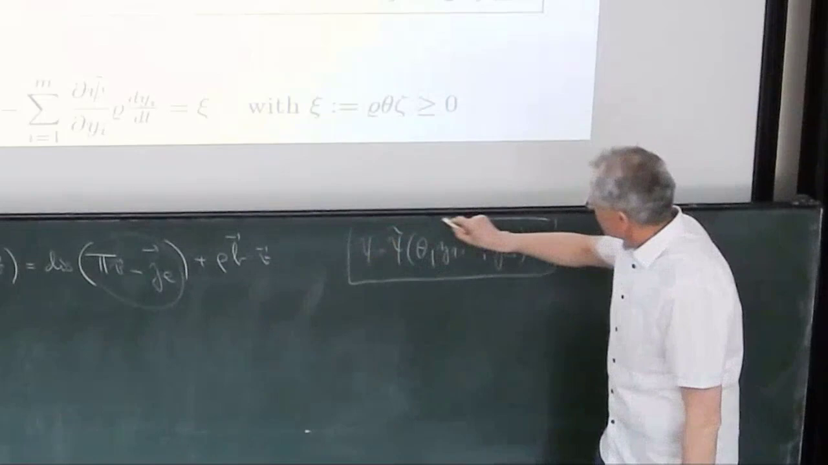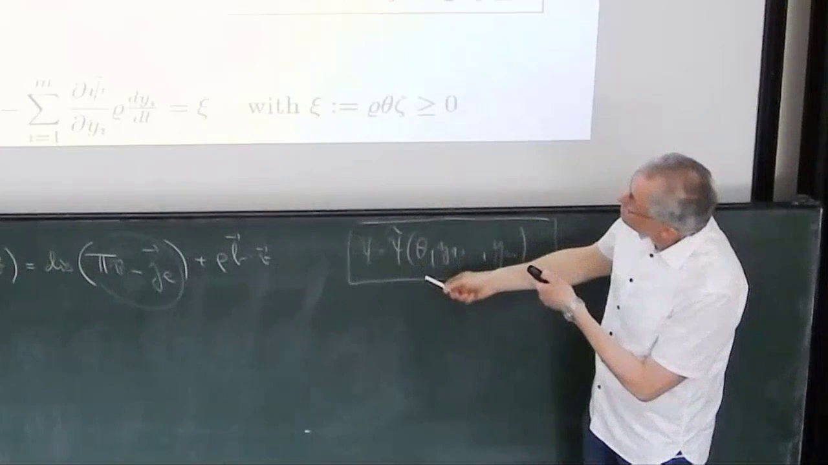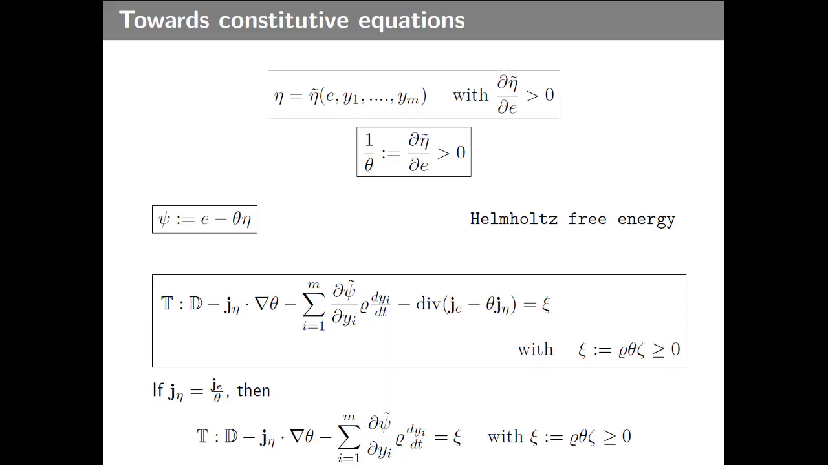And in this identity, I only have the derivative. Of course, I already eliminated the relation with respect to the temperature. So I have only the relation which includes the derivative of psi tilde with respect to these quantities. And these can be of different types: scalars, vectors, angles. It's just symbolic.